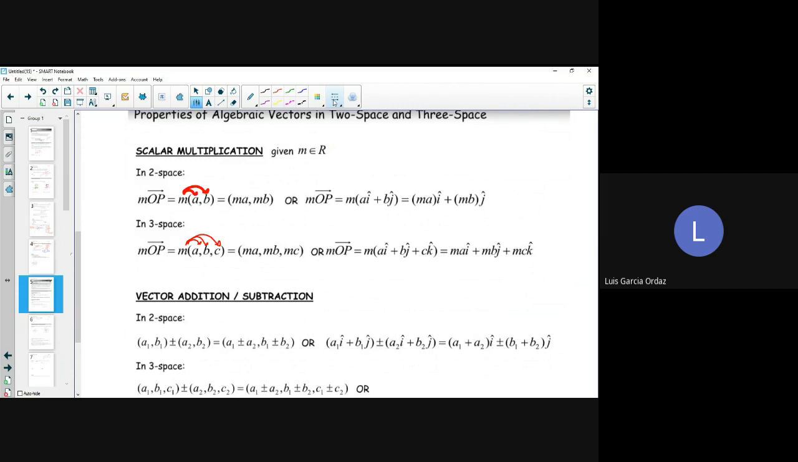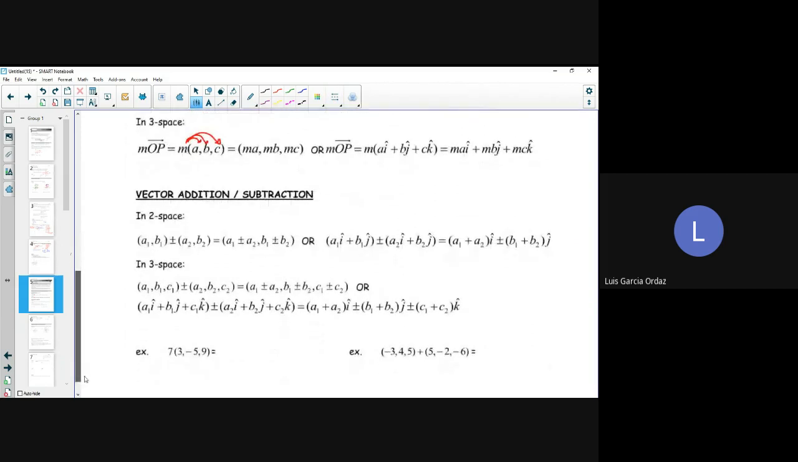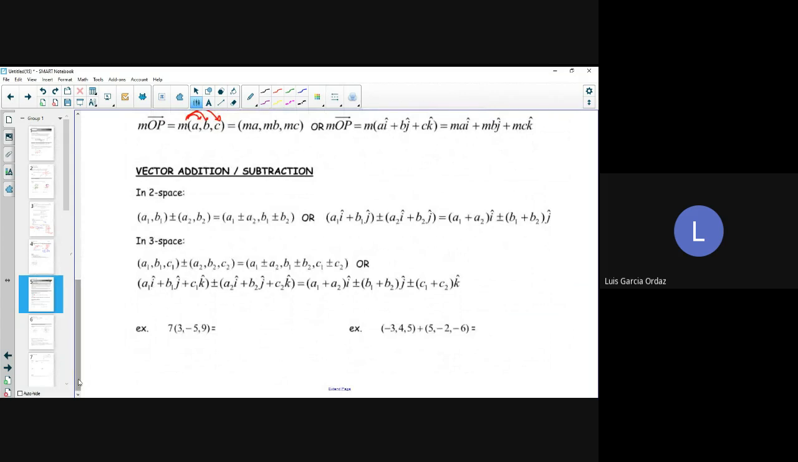Now, vector addition and subtraction is similar to collecting like terms in polynomials. So we have (a1, b1) plus or minus (a2, b2), which is equal to (a1 plus or minus a2, b1 plus or minus b2). Or if it's in a three-dimensional space, all you're really adding is that c, so you're just going to get c1 plus c2 at the end.